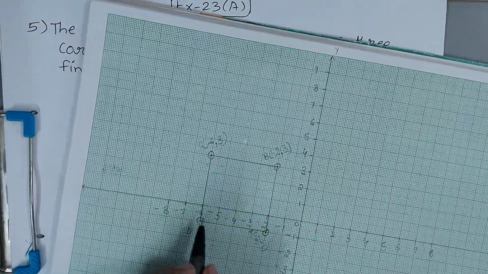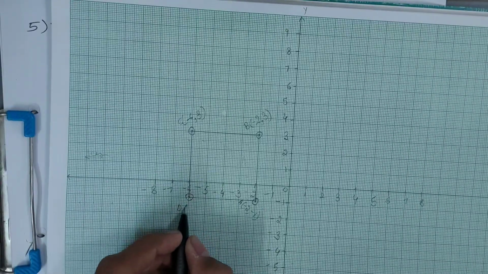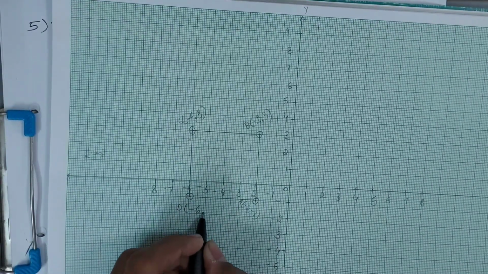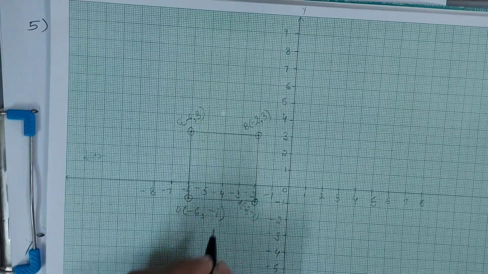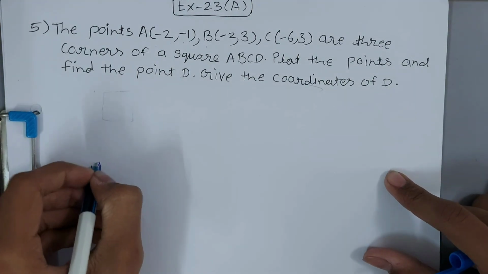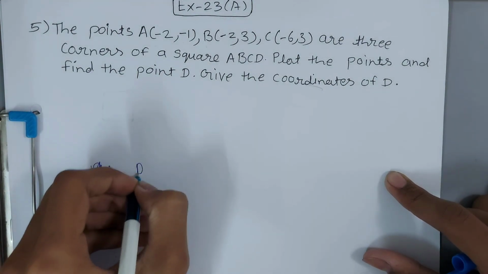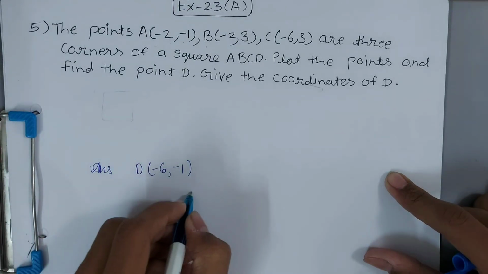So basically this is point D, and we have to tell the coordinates of D. You can see on the x-axis point D is at -6, and on the y-axis point D is at -1. So you can write down that the coordinates of point D are (-6, -1). That is the final answer.